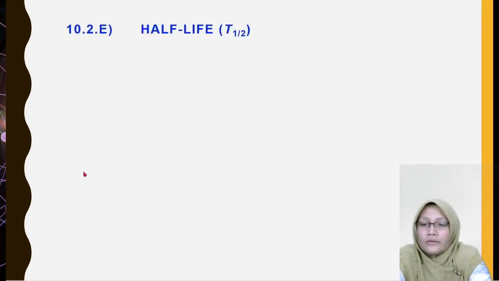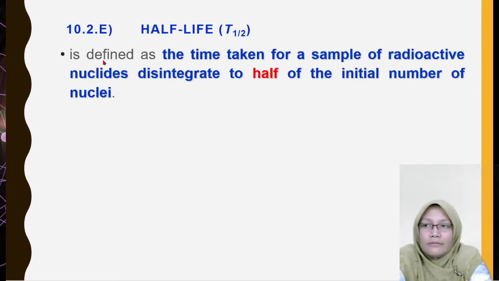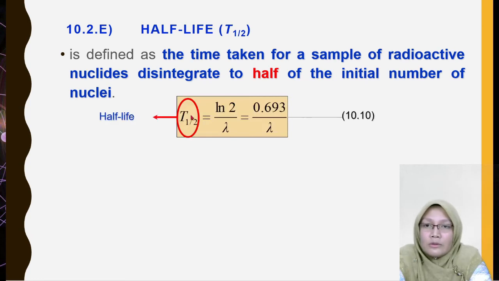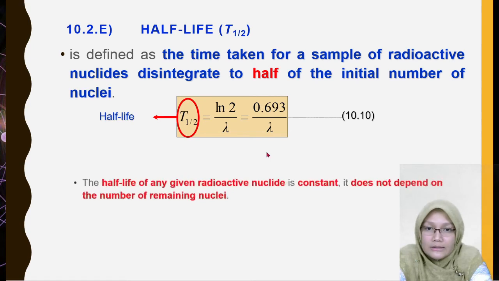Okay, half-life. Half-life, okay, is defined as the time taken for a sample of radioactive nuclide to disintegrate, mereput, to half of the initial number of the nuclei. Okay, masa diambil untuk dia tinggal separuh. So T half-life sama juga dengan ln 2 divide by lambda. So ln 2 sama juga dengan 0.693.